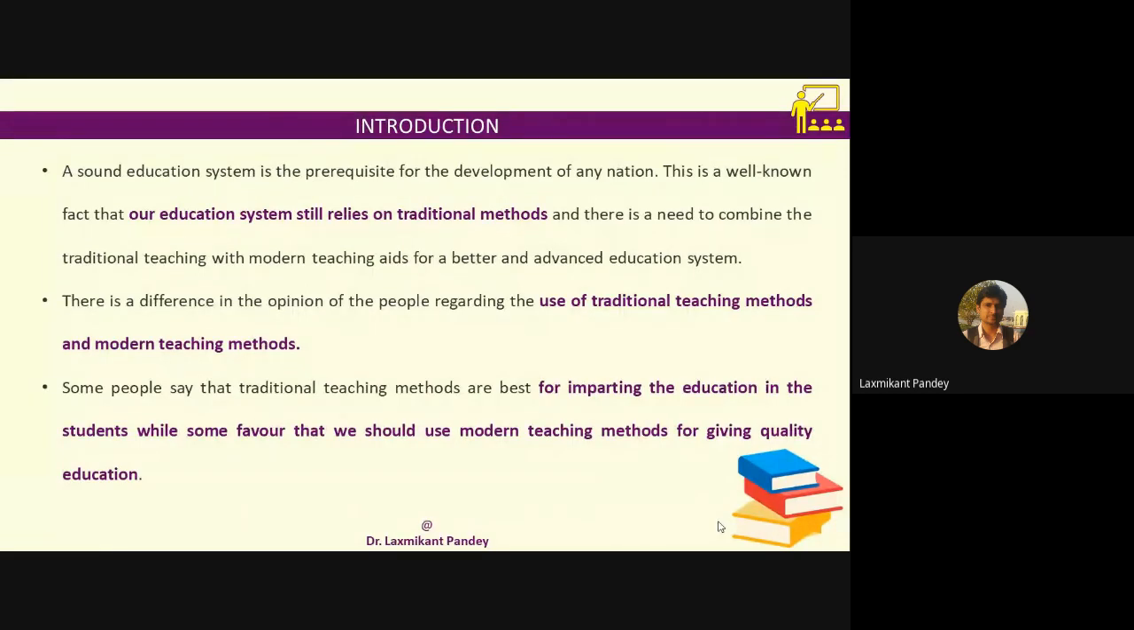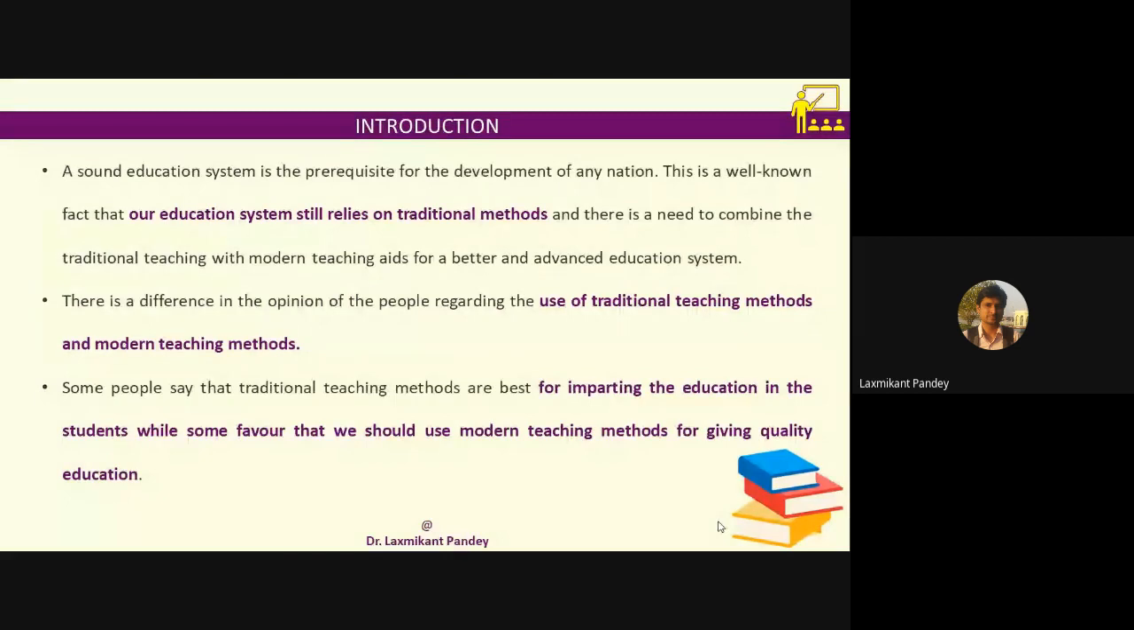A sound education system is the prerequisite for the development of a nation. As I told you initially, teachers are not creating just a single job, they are creating different kinds of professions. That's why teaching is very important in the development of society, the state, the country, and the globe.